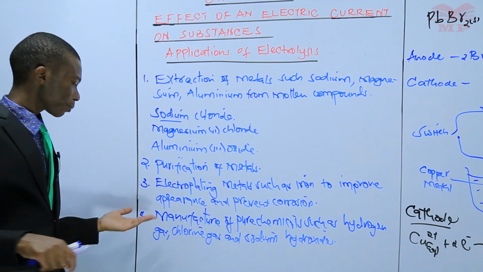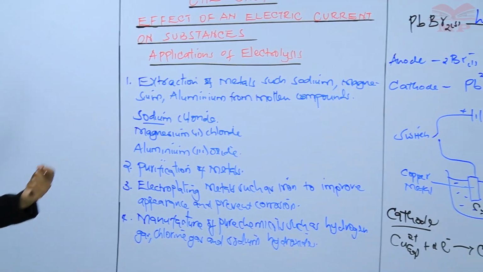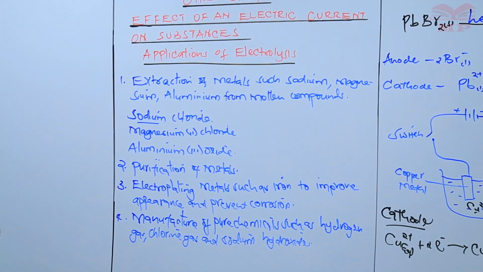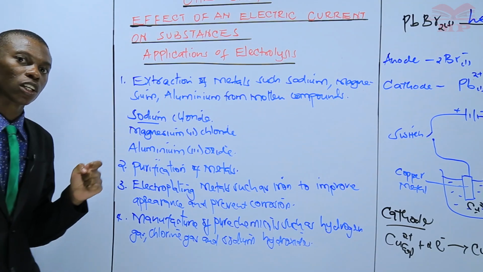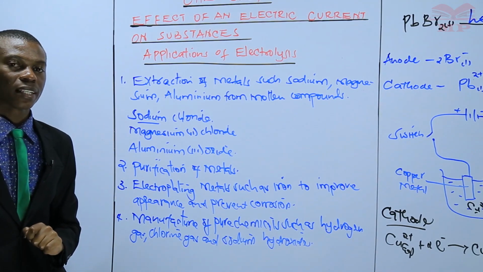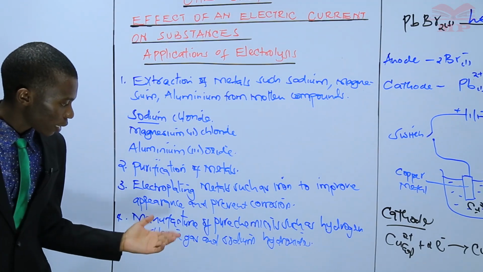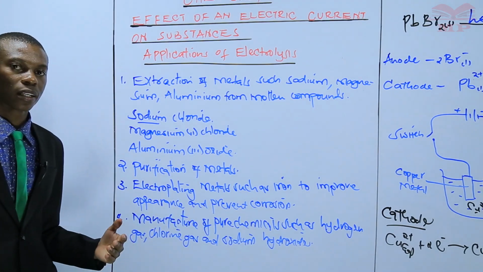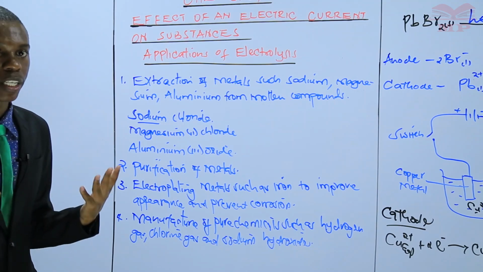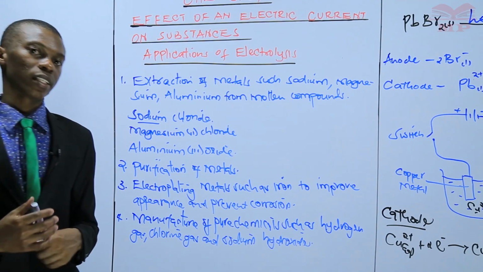And lastly, electrolysis can also be applied in manufacture of pure chemicals such as hydrogen gas, chlorine gas, and sodium hydroxide. These are just some of the pure chemicals which, again, the manufacturer makes by applying the knowledge of electrolysis.